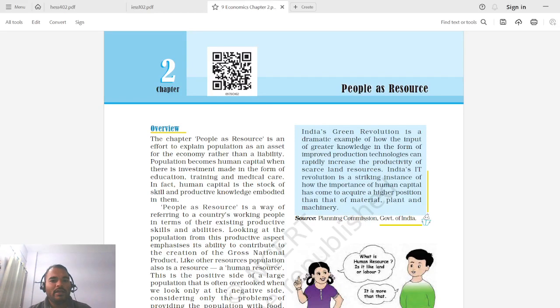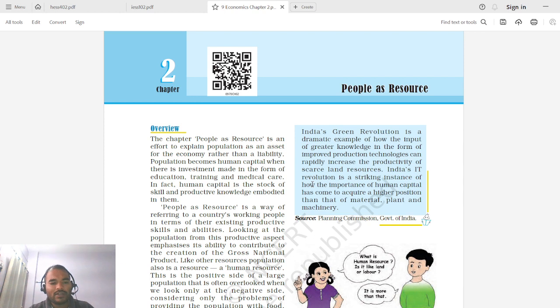I am Nikhil and today we will start with Standard 9th Economics, chapter number 2, People as Resource. Okay, so let us try to understand what is a resource. Anything that we derive from environment and that has got some use to us is called a resource.